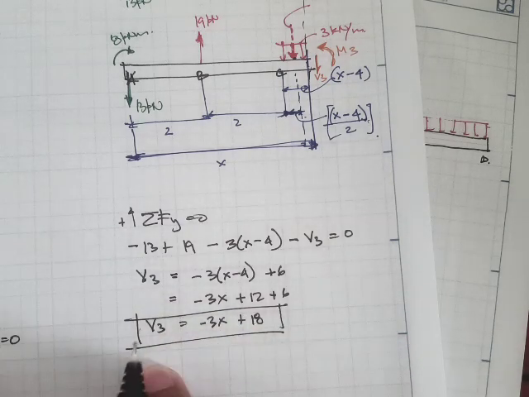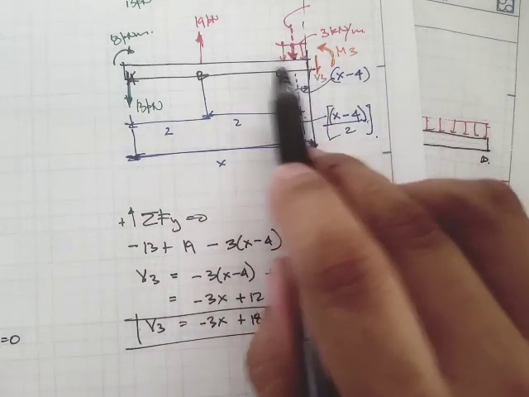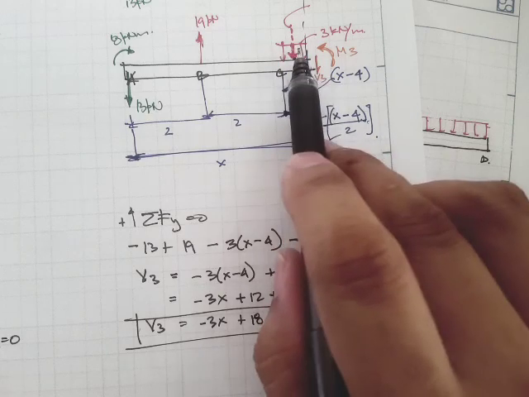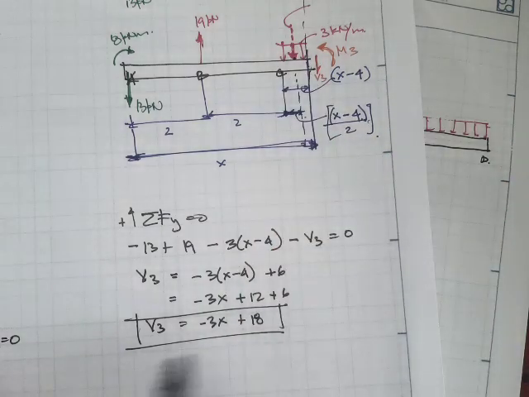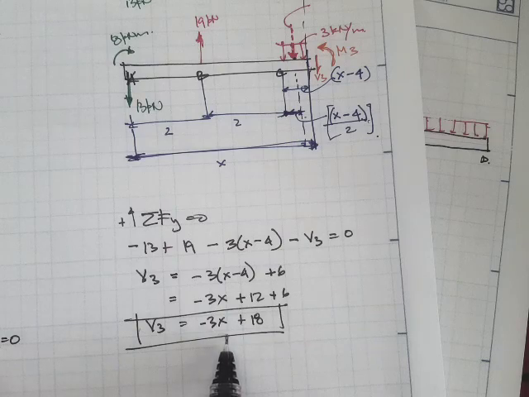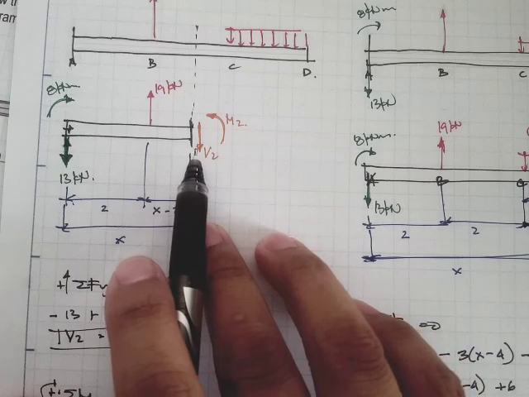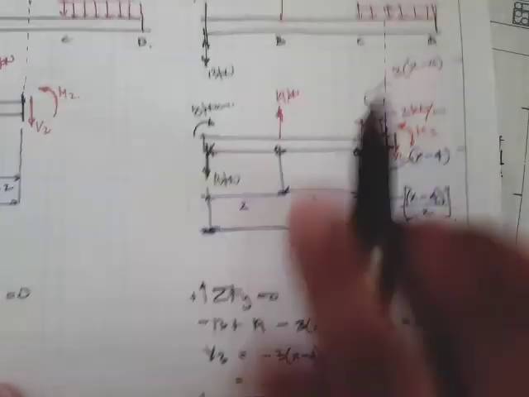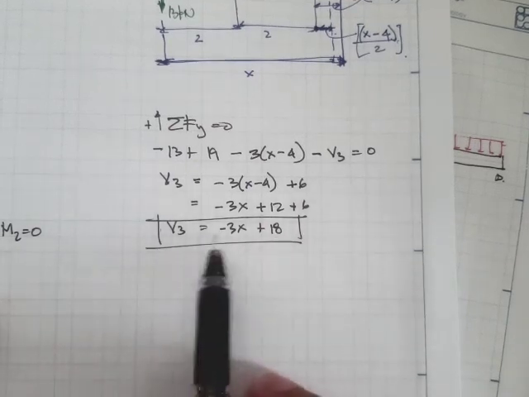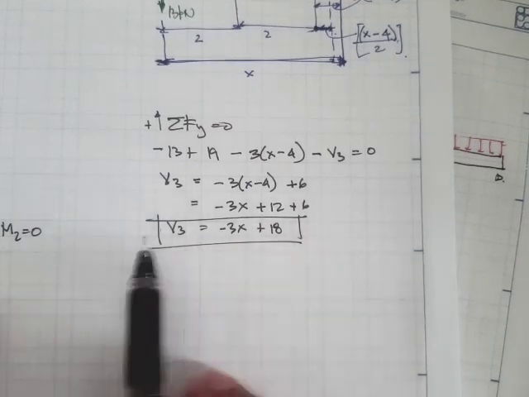Okay, so you would notice that if there's a constant or uniform loading, our shear value would be a linear function. Compare that to concentrated forces, where our shear value would just be constant. But if we have distributed loadings, it will change to a linear function.